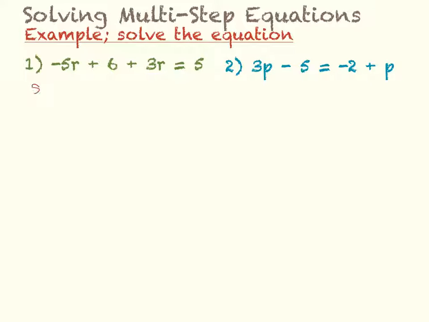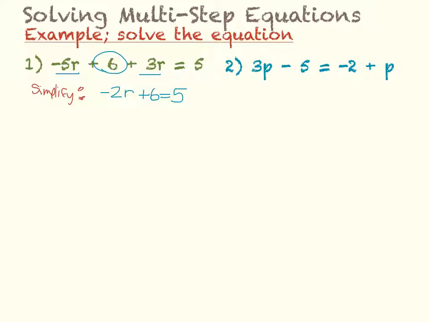So when I simplify, what I need to do is put my r's together. So I have negative 5r plus 3r. Negative 5 plus 3 is a negative 2 times r, and then I have the 6 plus 6 equals 5. So now it's a two-step equation.